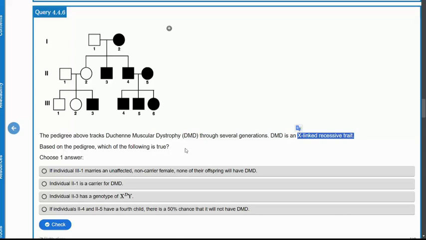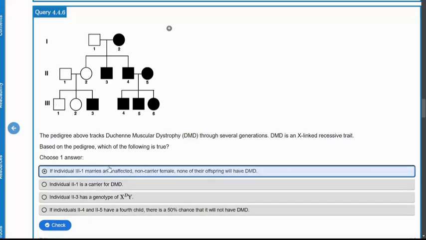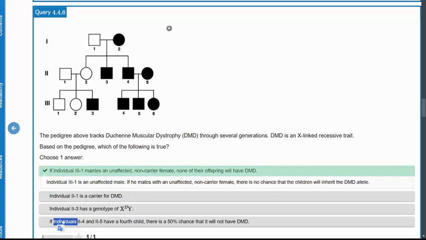Which of the following is true? If 3-1 here marries an unaffected non-carrier female, none of her children will have DMD. That is correct, actually. Why is that correct? Well, this guy has XY, meaning that he's 100% not a carrier. So when he marries a woman that's not a carrier, two dominant parents cannot make a recessive kid, guys. How can you pass something you don't even have? So it's this one, if I'm right. Yep.